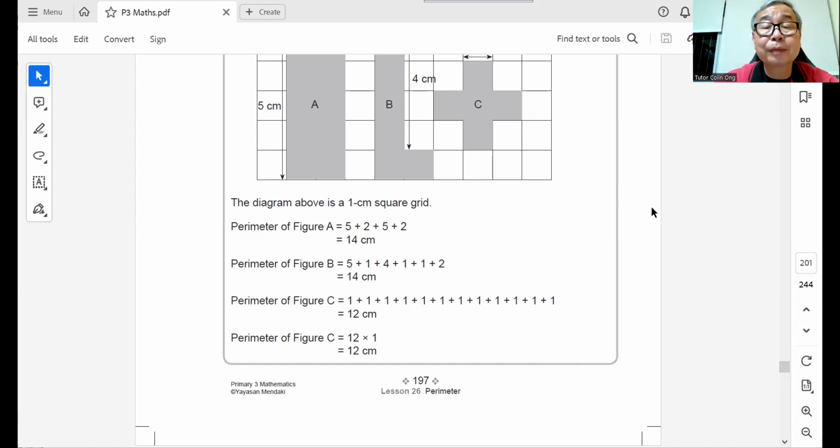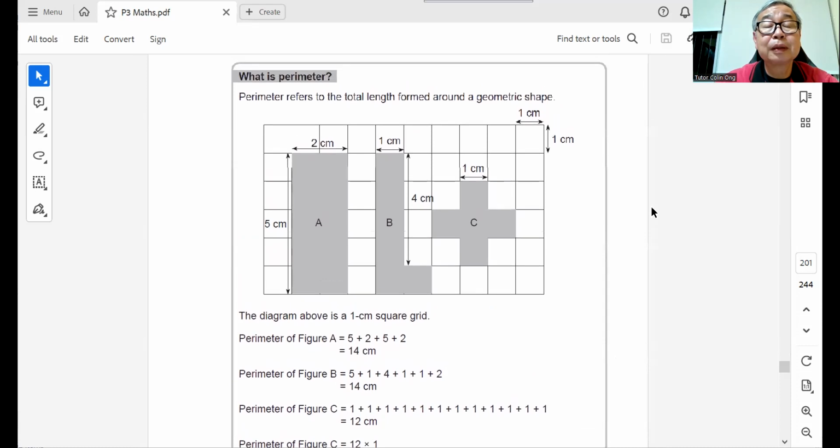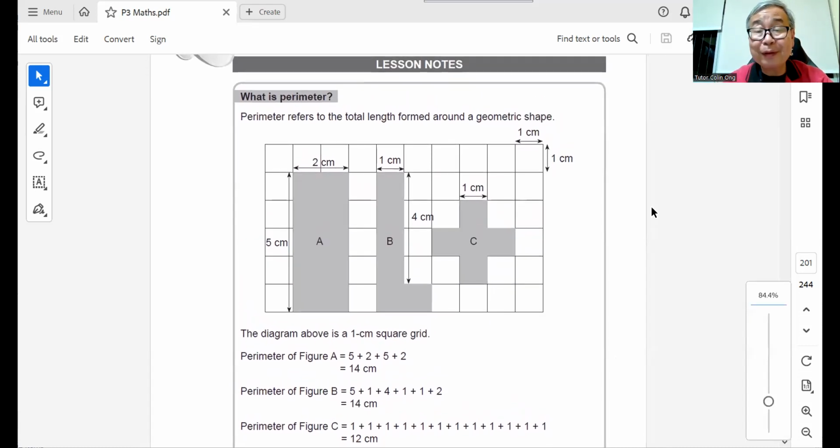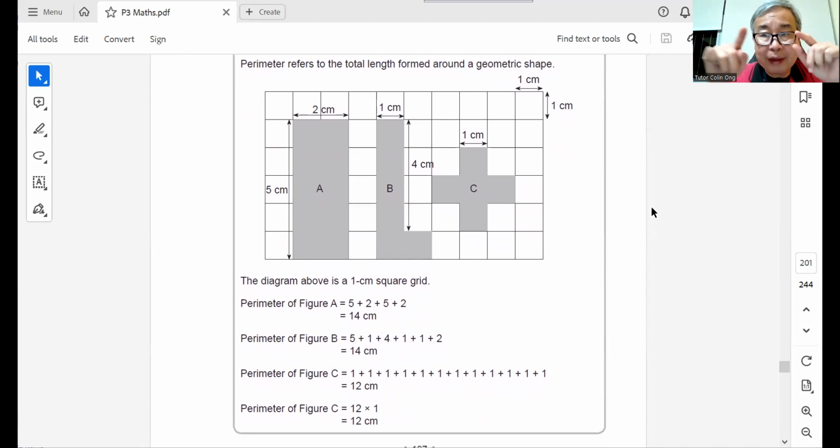Okay, so what is perimeter? Perimeter refers to the total length formed around a geometric shape. So let's apply what I just said. They have this particular diagram within the grid. Let's assume that each unit on that grid happens to be 1 cm.